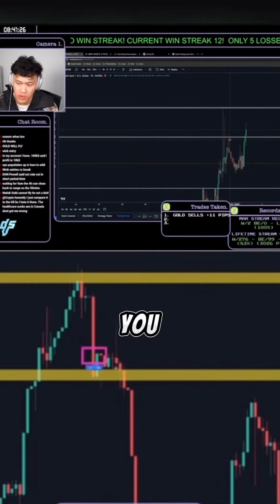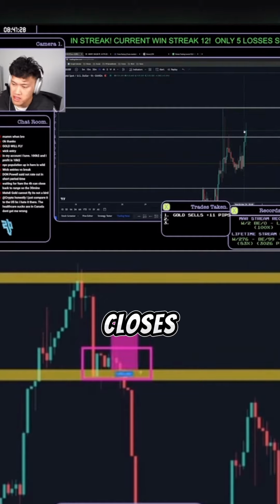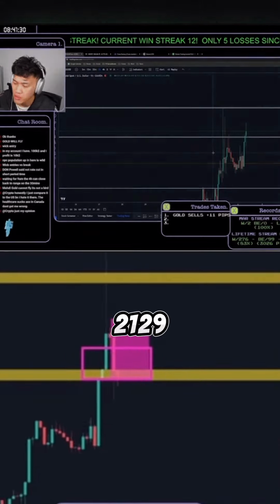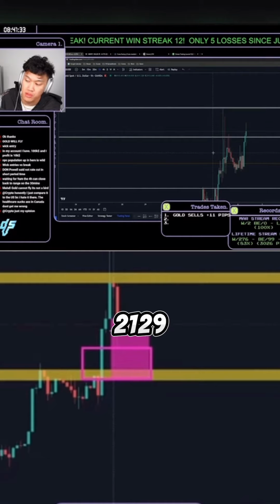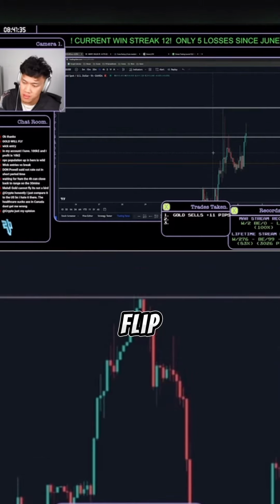You want to mark the levels where you want to see bottom wicks at. Let's say it closes above here and you want to see a bottom wick at 21.29. Okay, wait for a bottom wick tap at 21.29 and then place a buy stop on the flip, right?